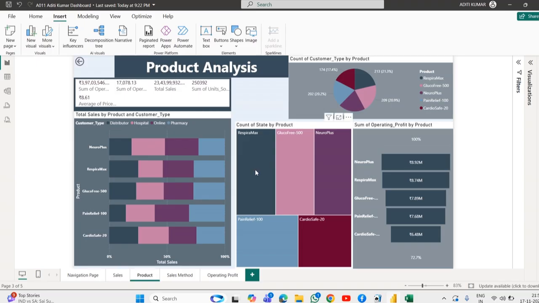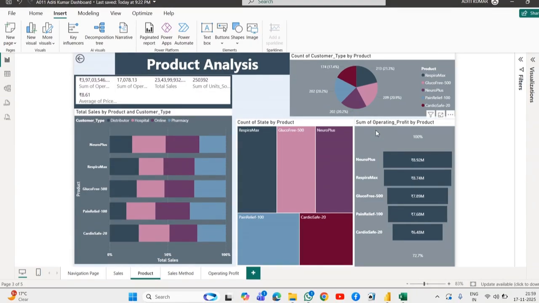Coming to the tree map, it gives the sales share by state. It is best for proportional revenue comparison, and it denotes the top performing products. The other part is my funnel chart. It is used because it is best for profit comparison, and the data denotes the high profit versus the low profit items.